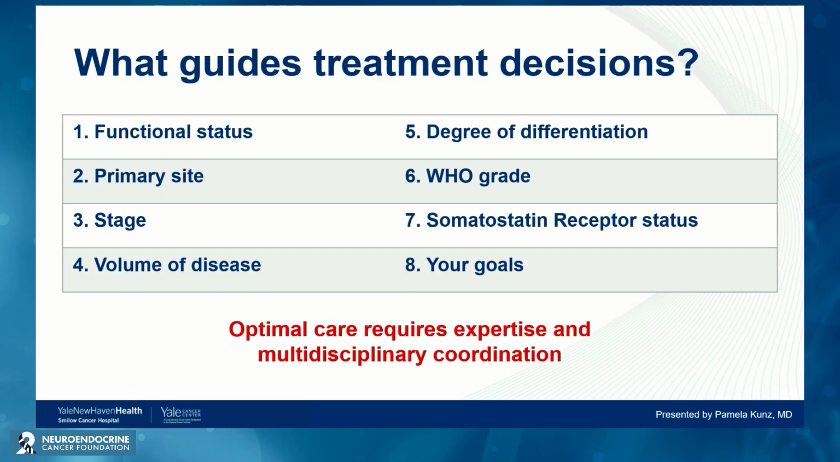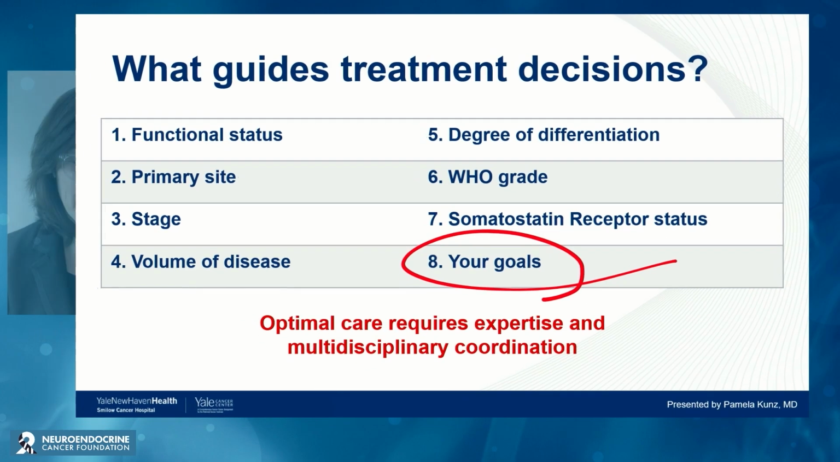What I'd like to talk about next is how we think about making these treatment decisions. What guides us? I use these 8 separate variables. Functional status, meaning whether or not your cancer secretes a hormone. Where did the cancer start? That's the primary site. Stage, volume of disease, degree of differentiation and grade are both features from the pathology. Somatostatin receptor status, and then your goals are a very important part of this treatment decision. Optimal care really requires expertise and multidisciplinary coordination.